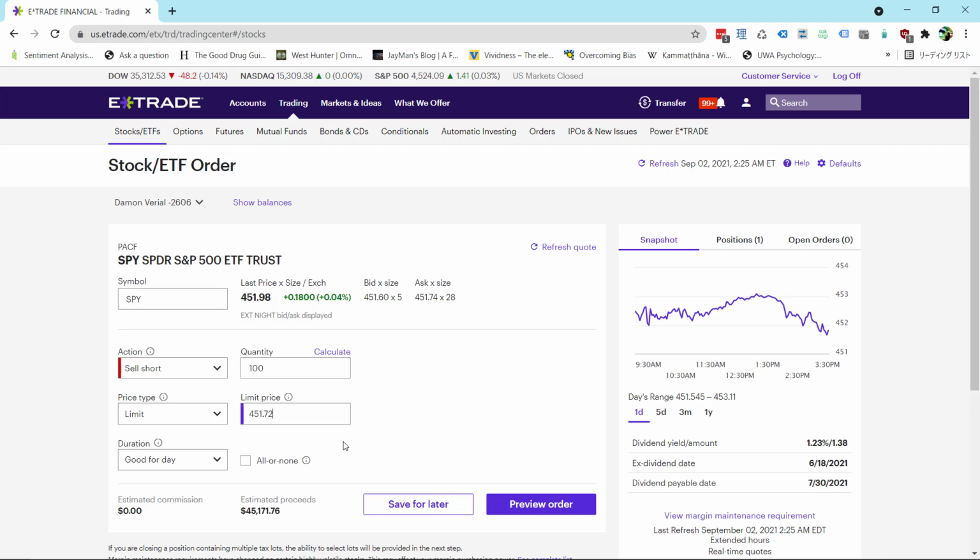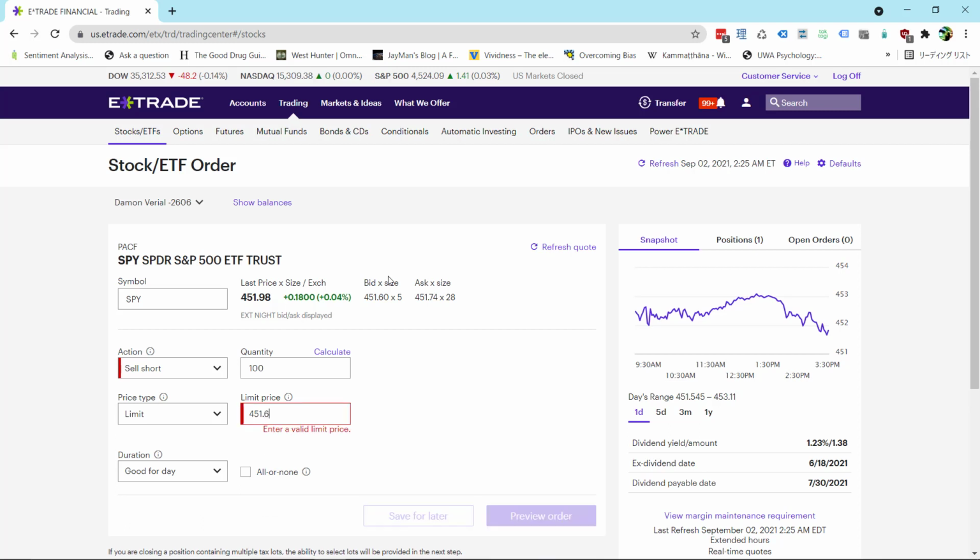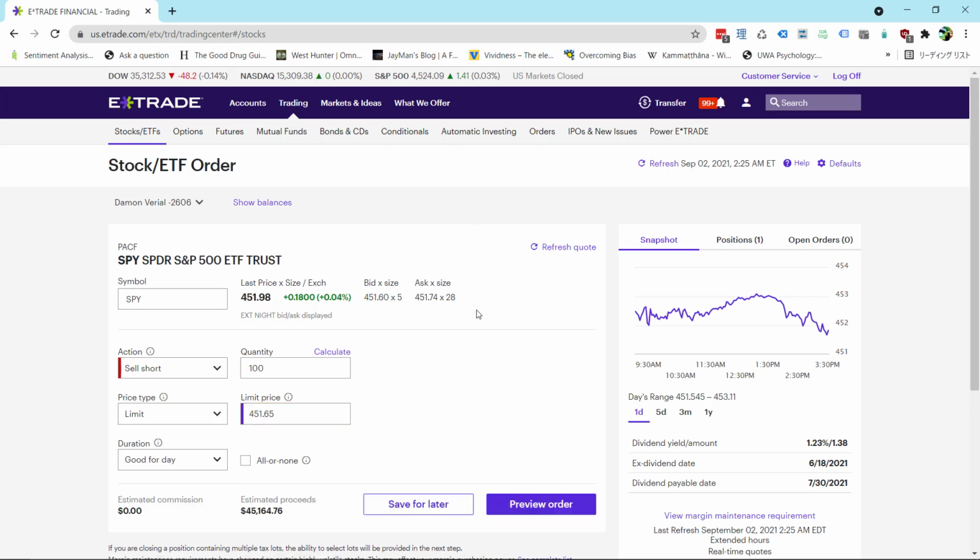Now, of course, this is kind of penny pinching, but when you're playing with big money, it's a lot of money. If you're playing 100 shares of the SPY, this is a bit of penny pinching, but with something less liquid, you're probably moving down in increments of 5 cents or 10 cents. And it's really going to make a difference in the long run, especially if you're trading a lot.